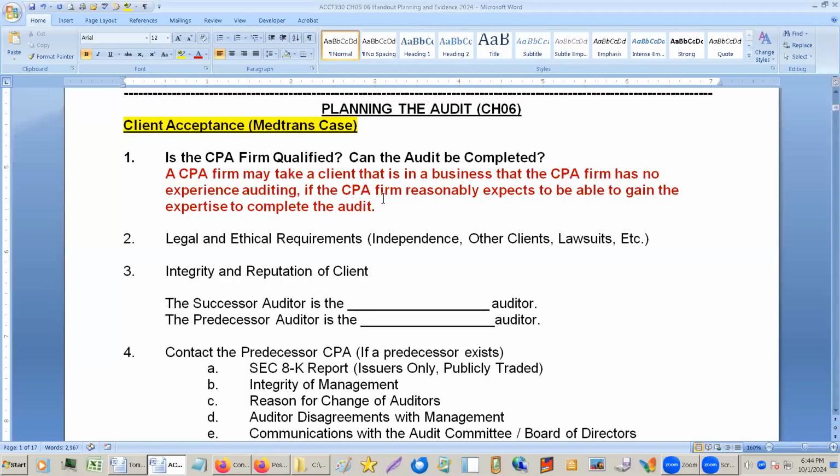If you don't feel like the audit can be completed, then you must walk away from it. With flower shops, I'm sure time is a big thing: they get flowers when they're fresh, and if they don't sell them immediately, they turn from an asset into garbage. So there are things that go on, but if you reasonably expect that you'll be able to complete the audit, you can take it.